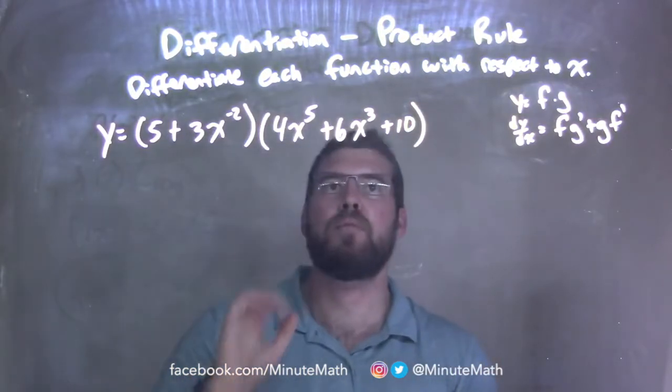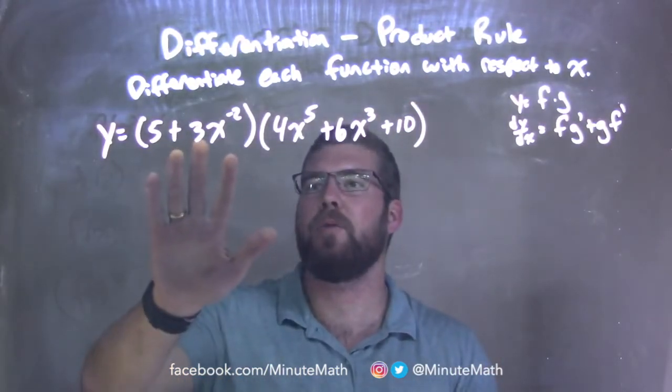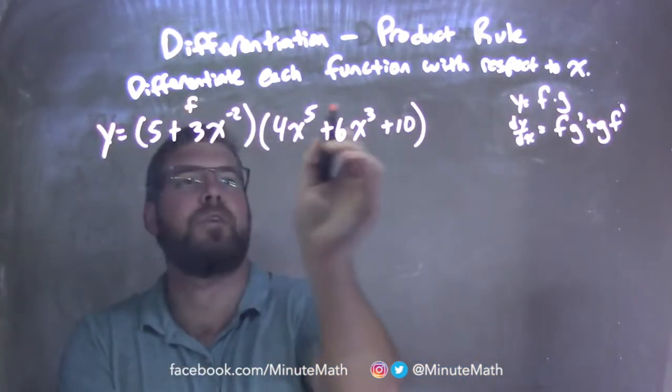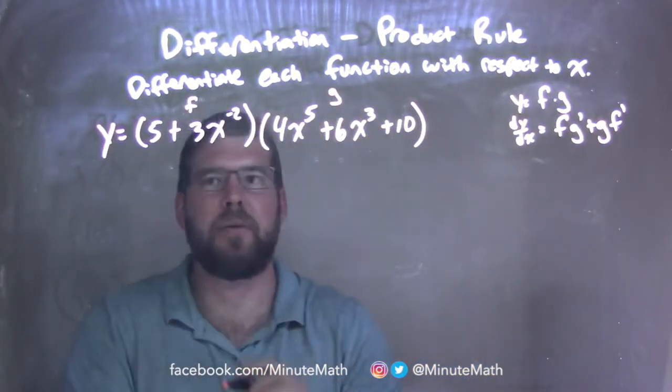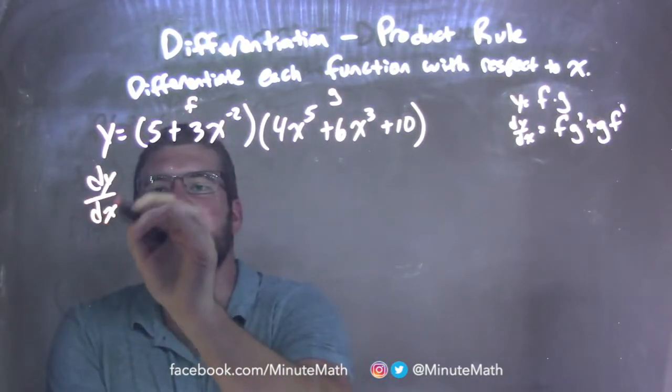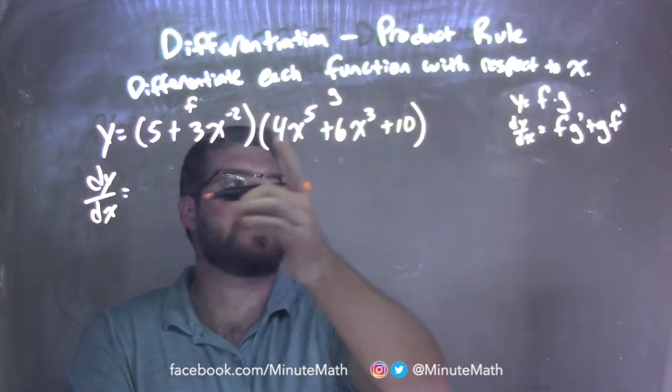So when I want to apply the product rule, I have two parts here. I have one equation and my second equation. I'm going to label them f and g. So f and g, we're multiplying them together. So when I apply the product rule, I have my dy dx here. I have f times g prime.